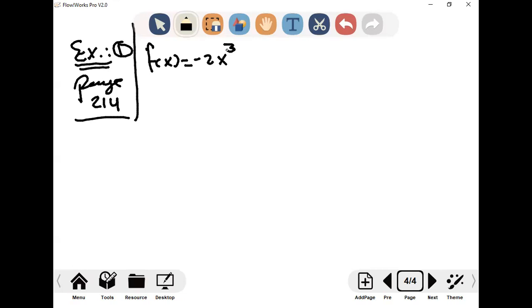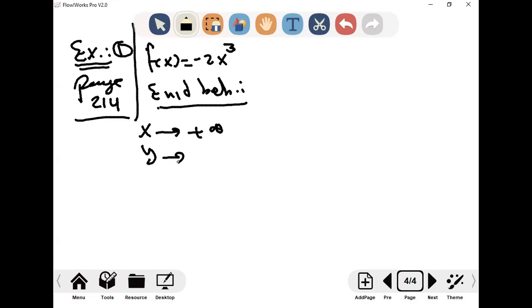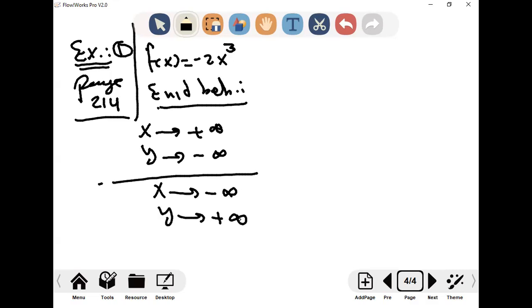Active, positive infinity. So here, what's the end behavior? First step, they want from me the end behavior, right? As x goes to positive infinity, y goes where? Negative infinity. As x goes to negative infinity, y goes where? Then state the domain and the range for each case, right? So here the domain is all real numbers, the range is all real numbers. Done?